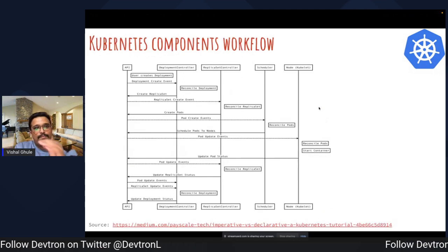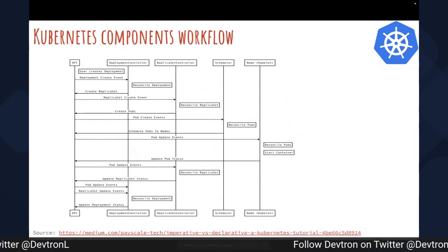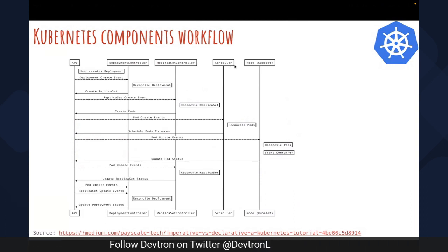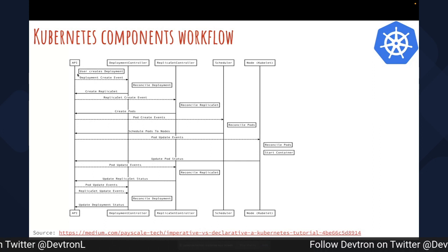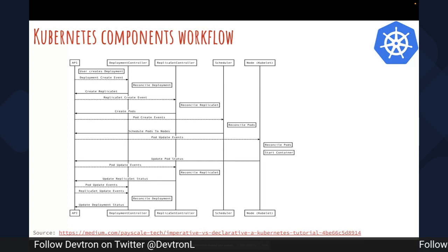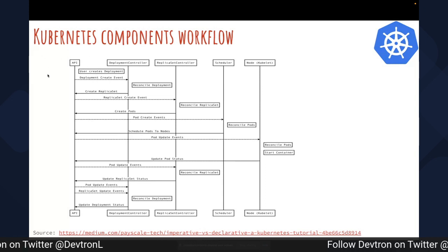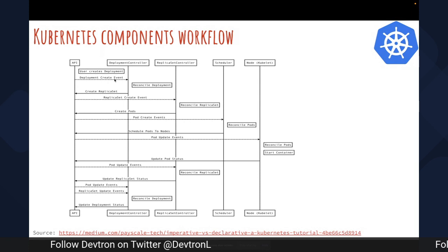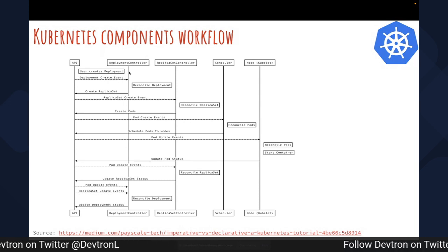Now, how does the API workflow work? We talked about the controllers, the scheduler, and the nodes. So how will this flow work? Let's say you are the user and you want to create a deployment. You will use a mechanism like kubectl, or you can use the APIs. The API server will get the request that the user wants to create a deployment. It will create the deployment event, and it will ask the deployment controller to create the deployment.